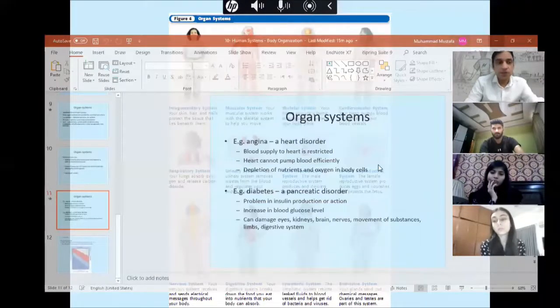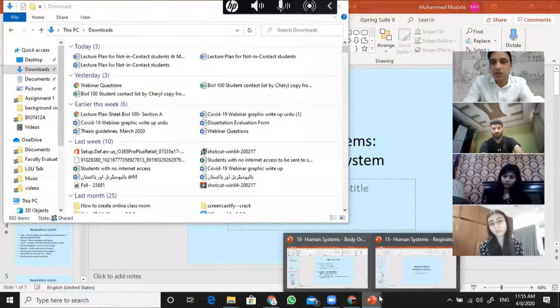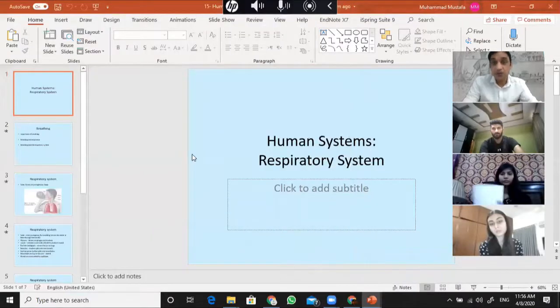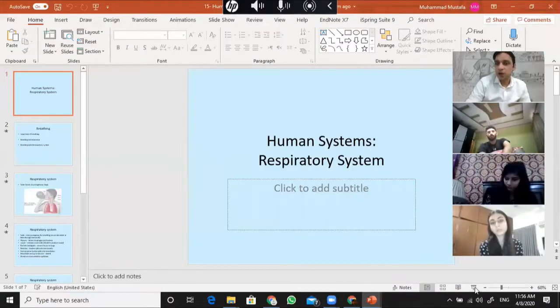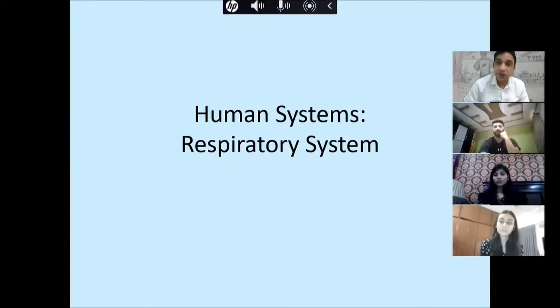The first body system which we are studying, I selected the respiratory system to teach you as the first organ system. And you can guess the reason why I chose the respiratory system as the first system, because nowadays the world is facing a pandemic, COVID-19, which appears as a result of a novel virus called coronavirus, which affects the respiratory system and the lungs.